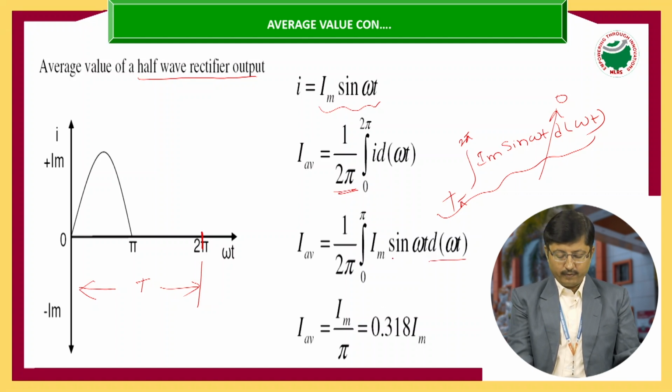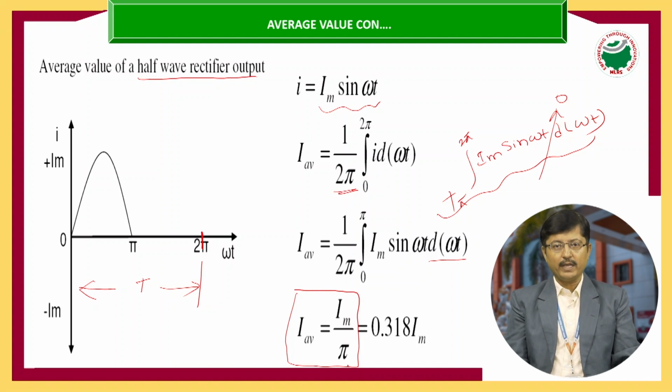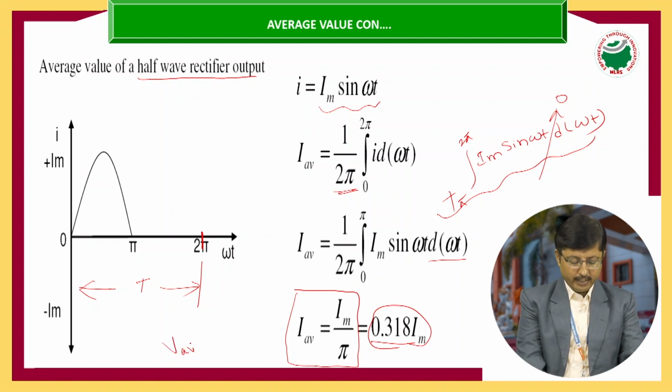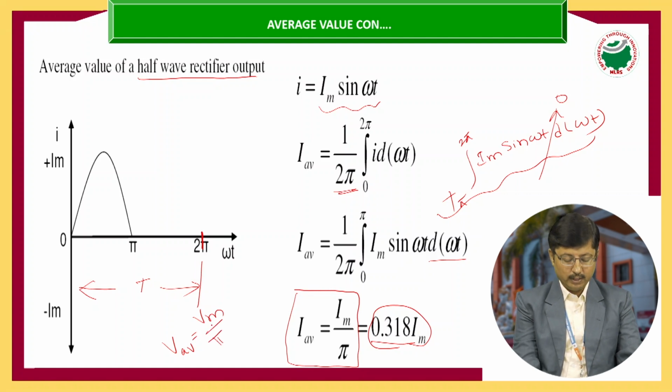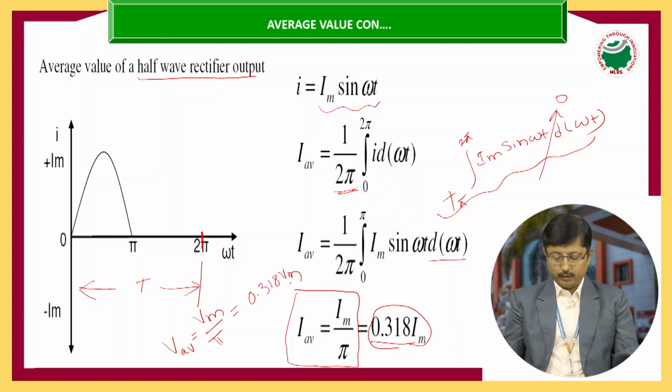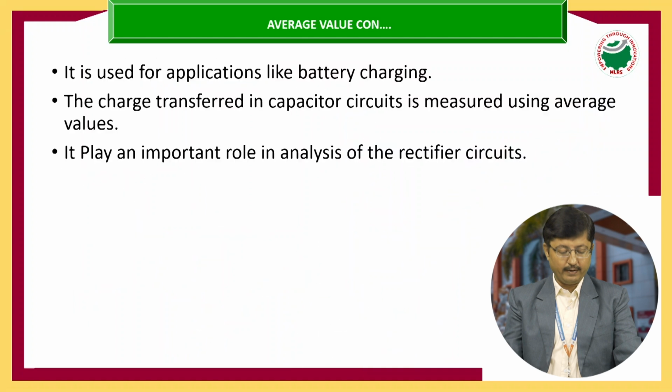If we simplify this and substitute the limits, finally we will get the expression I average is equal to Im by pi. The value of 1 by pi is 0.318, so we get 0.318 times the maximum value. This is the average value of a half wave rectifier. Similarly, V average is equal to Vm by pi for half wave rectifier outputs, that is 0.318 times Vm. So these are the average values of sinusoidal half wave and full wave.